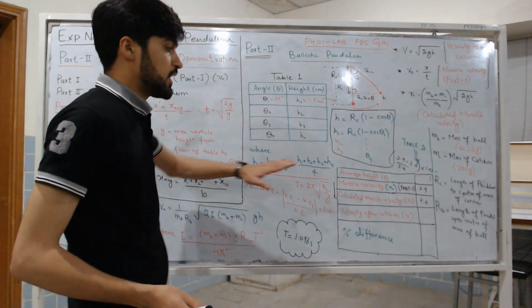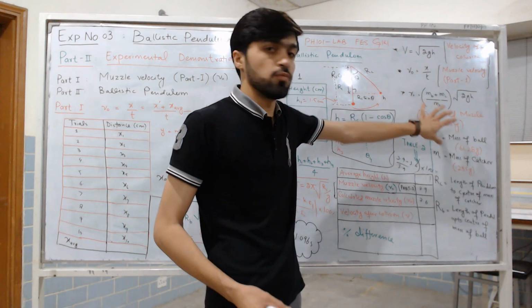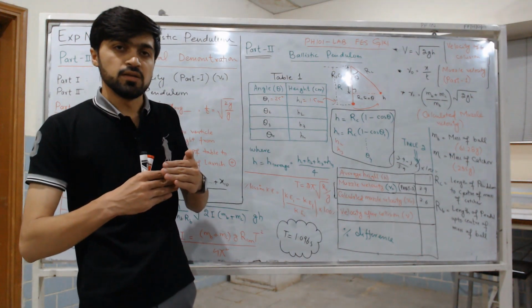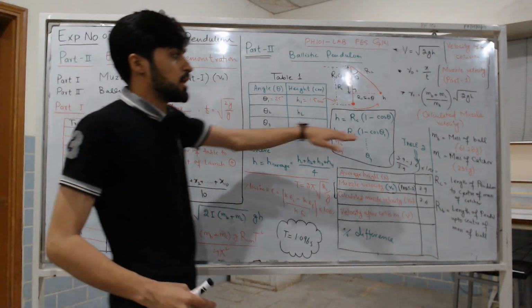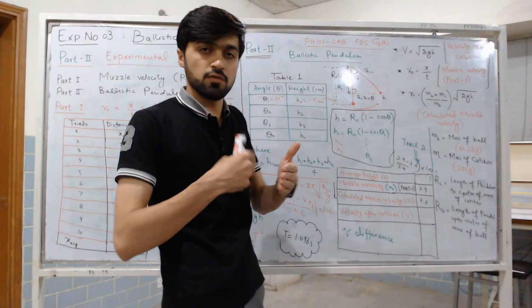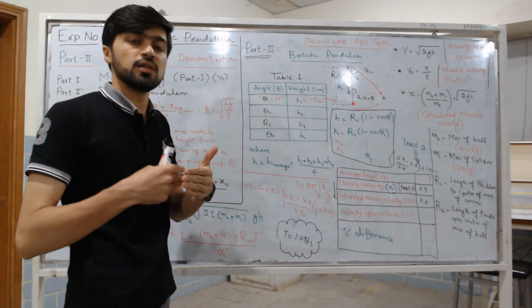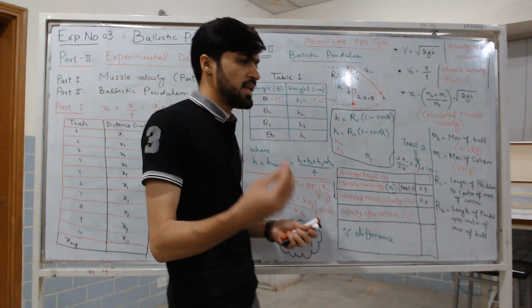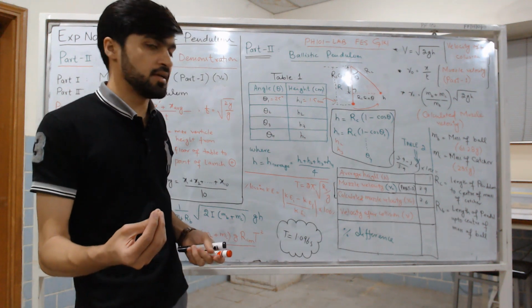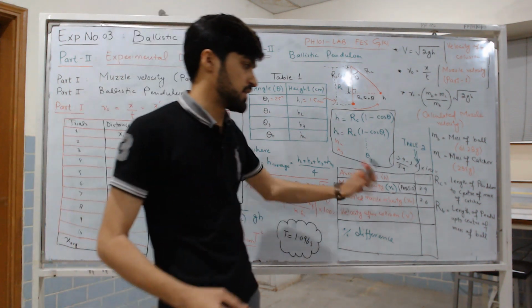Definitely we calculate the muzzle velocity using this formula for comparison purposes. For example, you want to check the muzzle velocity from part 1 and the calculated muzzle velocity. What is the percentage difference between these two velocities? It should be less than 10 at least, or it should be less than 5 for this case.